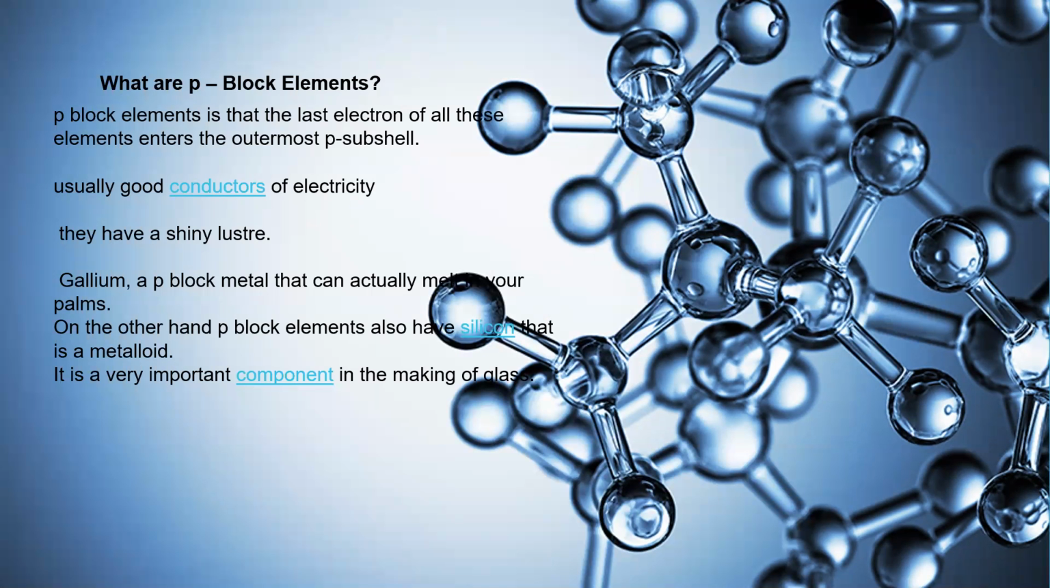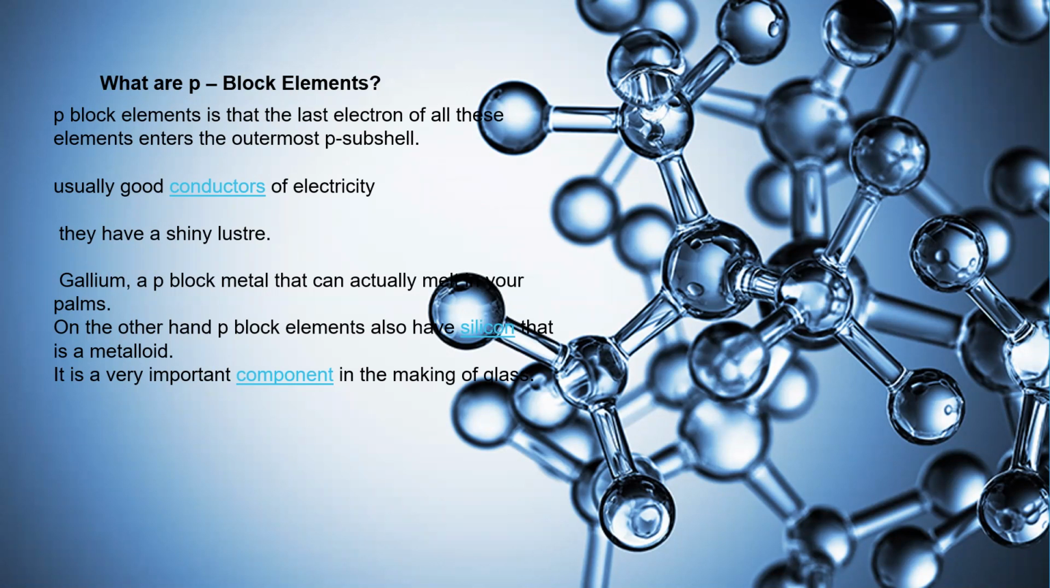What are P block elements? P block elements are those in which the last electron enters the outermost P subshell. Moreover, the 13th to 18th group elements are termed as P block elements, as their electronic configuration ends in the P subshell.